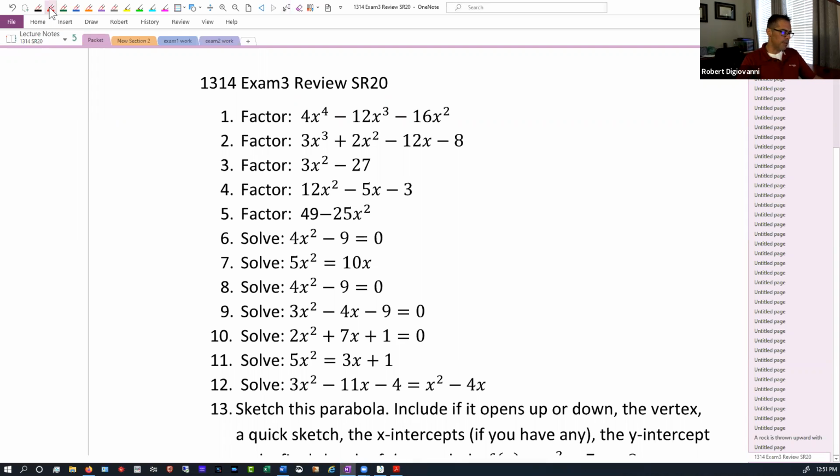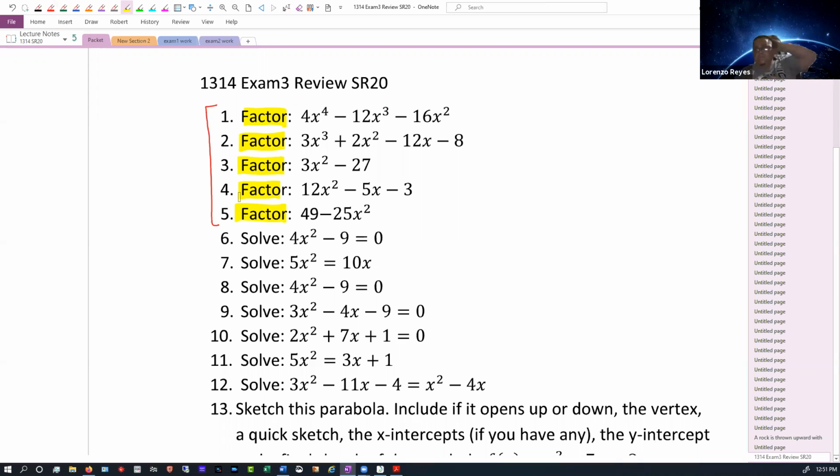This review is very similar to what you should expect to see on the exam on Monday. The first 5 problems on the review all have a key word here, factor, right? And that means you want to follow the procedure for factoring that we went over. And that procedure is greatest common factor, count the number of terms. If you have 4 terms, you do grouping. If you have 3 terms, you do the AC method. If you have 2 terms, you hope that it's a difference of squares. Does that ring a bell?